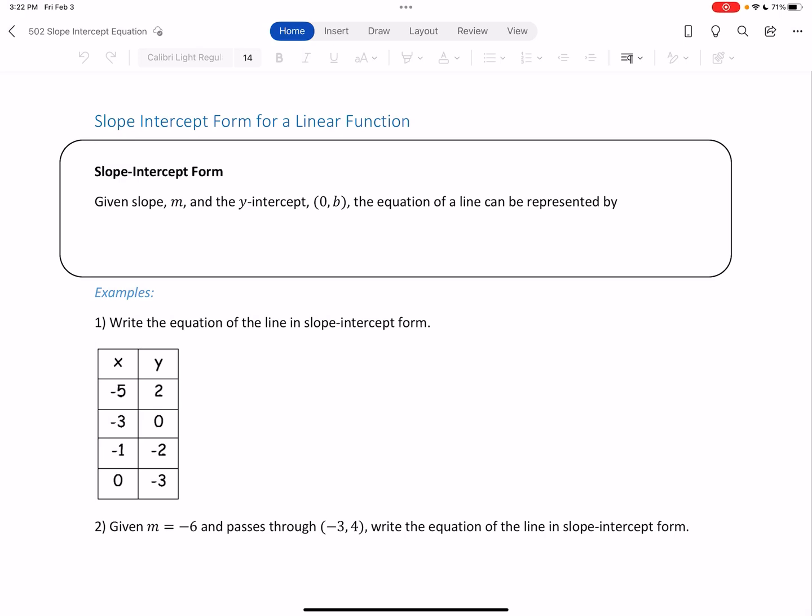All right, so let's work on writing equations of a line. There are two forms that we use when we're writing an equation of a line. The first one we're going to start with is the slope-intercept form. And this is the one, if you're familiar with an equation of a line, you probably think of.